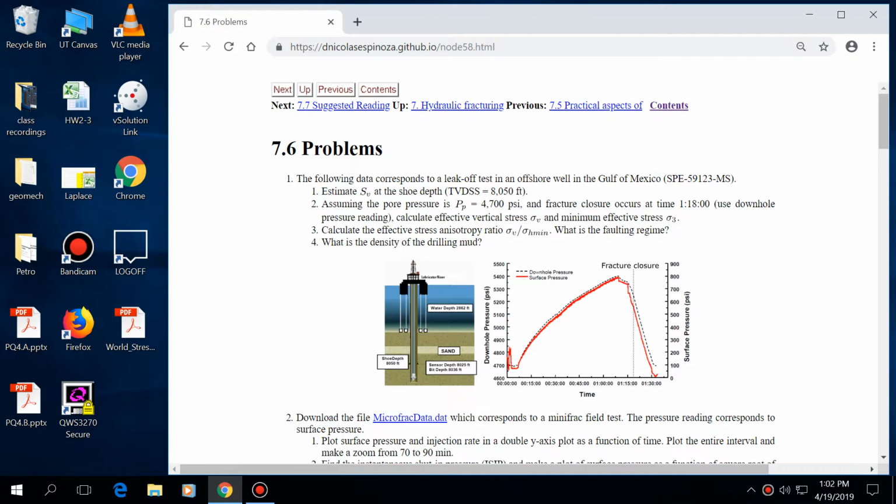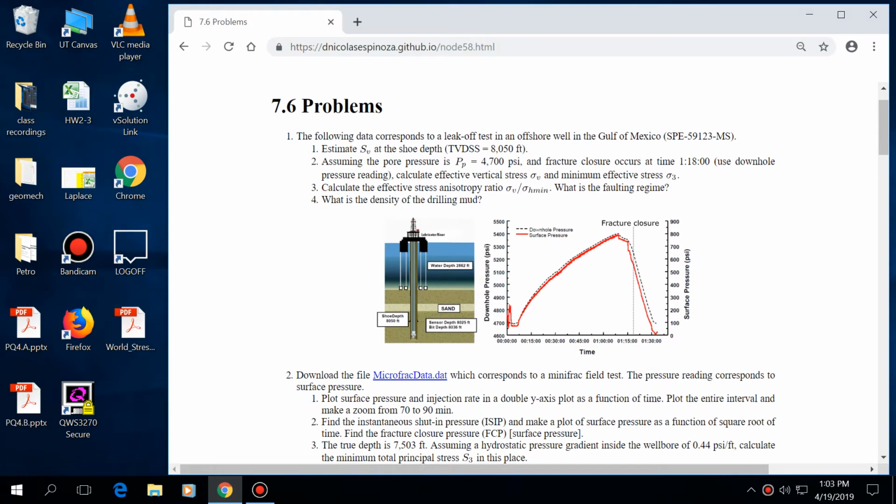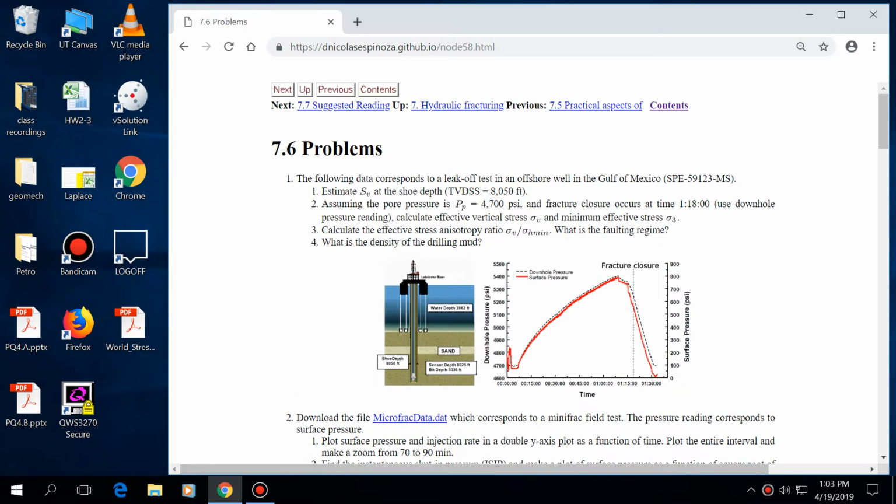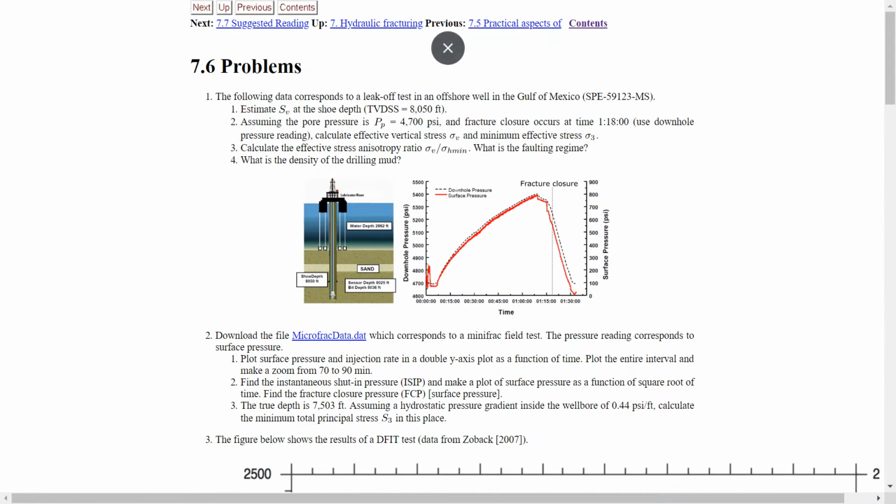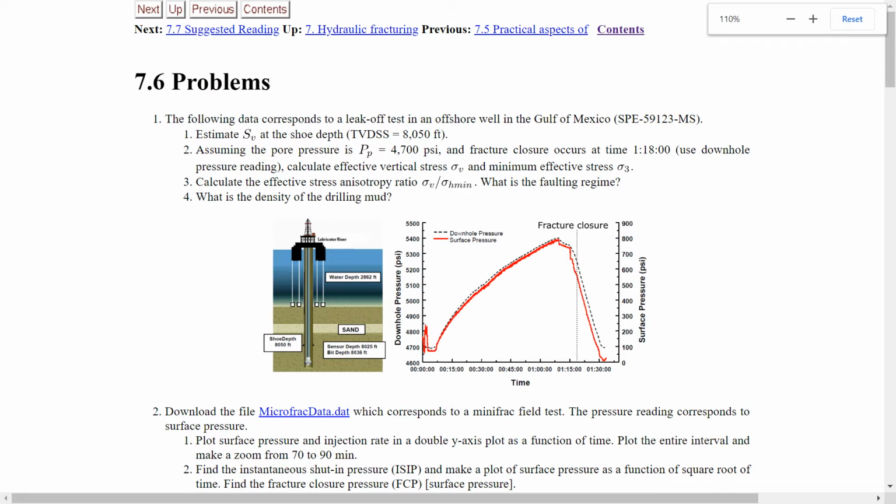We are going to talk today about homework number 10. For this one, you have to solve problems related to hydraulic fracturing in field tests. The first example is an example of a leak-off test.